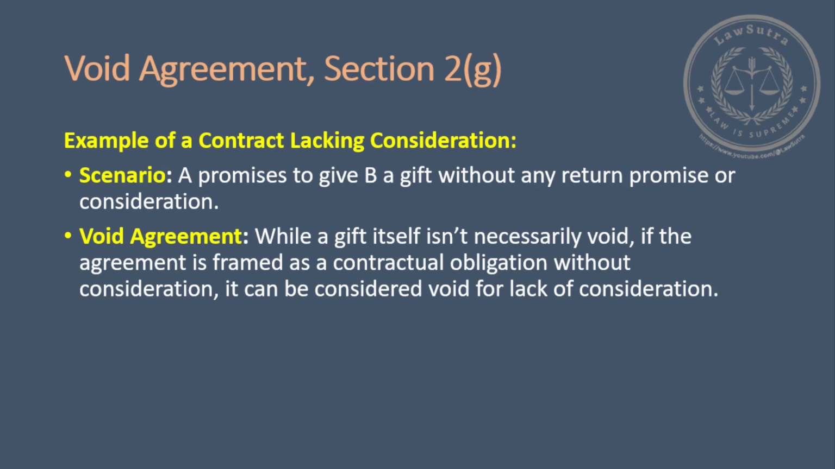Example of a contract lacking consideration. A promises to give B a gift without any written promise or consideration. While a gift itself isn't necessarily void, if the agreement is framed as a contractual obligation without consideration, it can be considered void for lack of consideration.